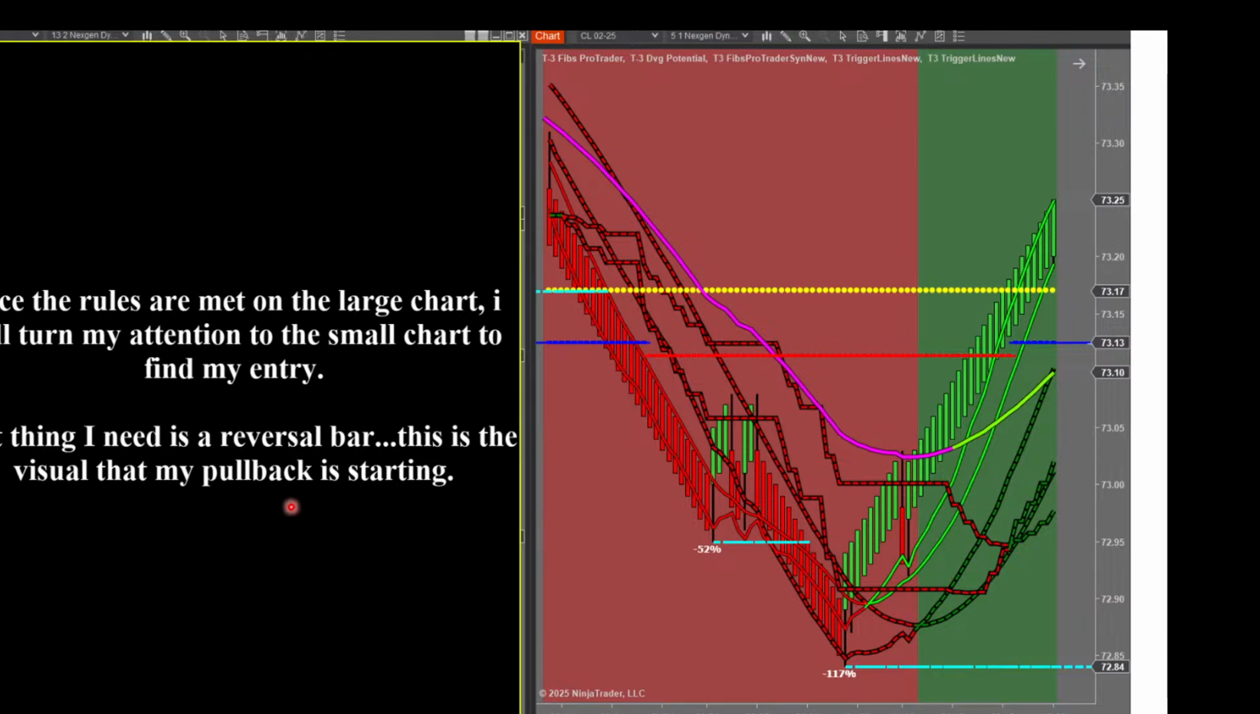Once the rules are met on the large chart, I'm going to turn my attention to the small chart to find my entry. So my large chart already says that I have momentum and nothing in the way. Guys, that's why I covered the large chart. I'm done with it. I don't need it anymore. The first thing I need is a reversal bar on this small chart. I'm going to see it. It's going to be screaming, going without me. I'm going to be absolutely terrified that I'm never going to get paid.